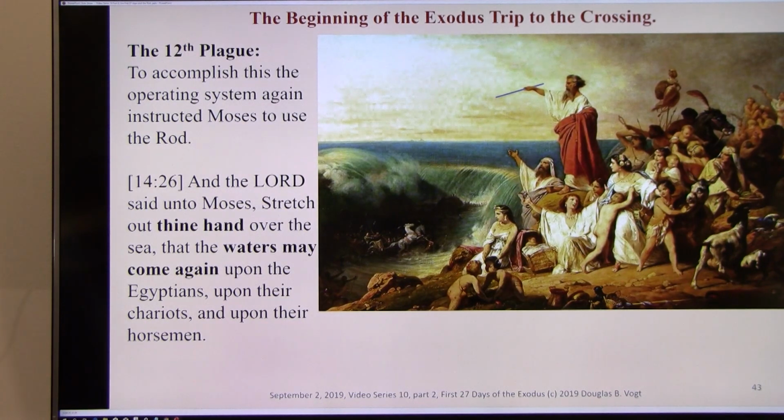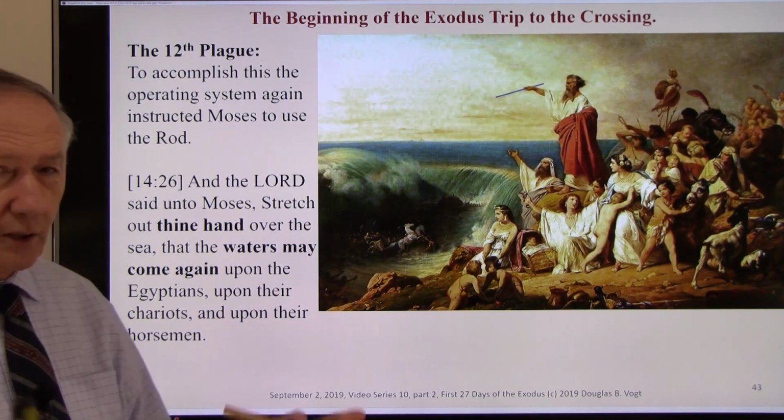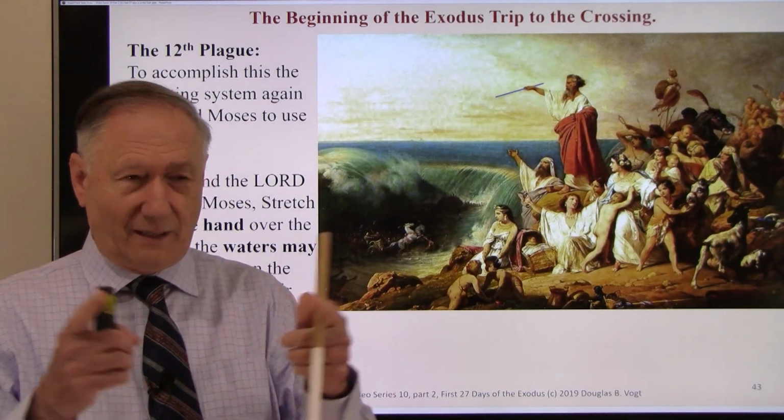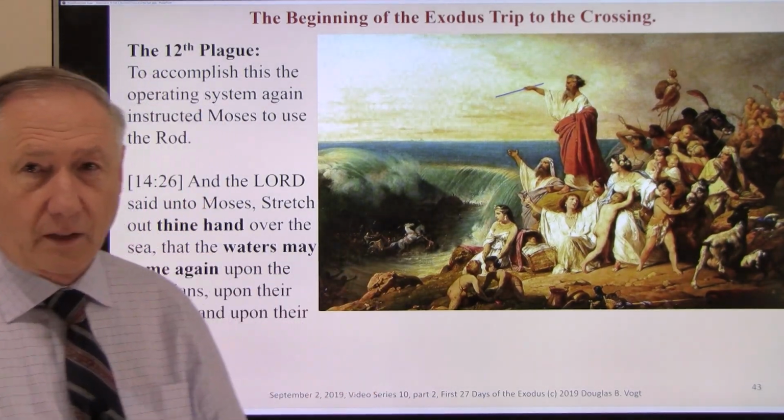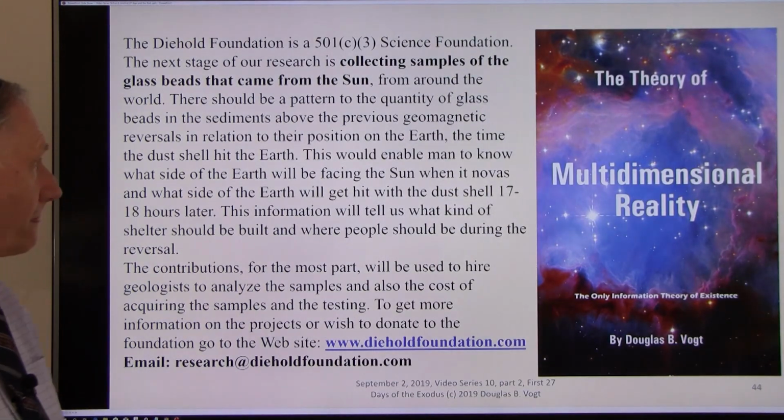Here's a lovely painting, 19th century. Great artist. 12th plague. To accomplish this, the operating system again instructed Moses to use the rod. And the Lord said unto Moses, stretch out thine hand. What's in his hand? The rod. Over the sea, that the waters may come again upon the Egyptians, upon their chariots, upon their horsemen. He closed the water. He said, come back again. Gave the command, and that was the end of it.